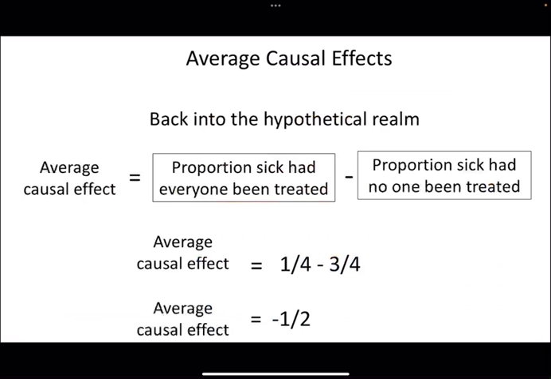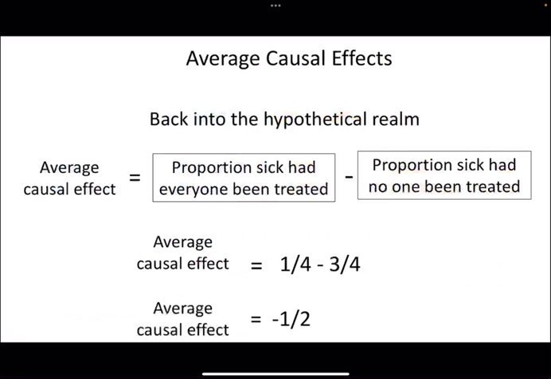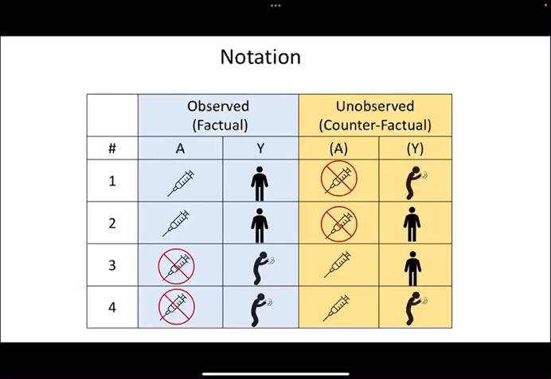And now we can find the average causal effect. So the causal effect would be 1/4 minus 3/4. That comes to negative 2/4, which breaks down into negative 1/2. But something that is worth noting is that it is an average causal effect, and the consequence of that is that we're going to start with notation.